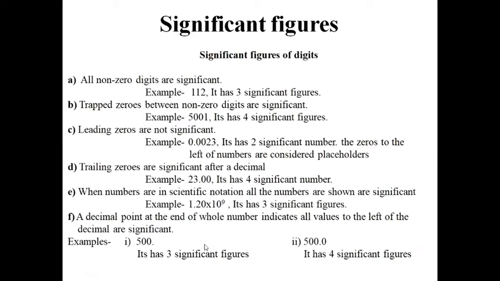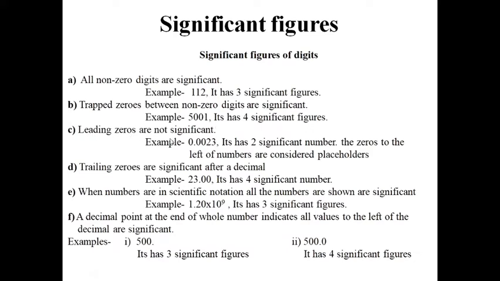Now what are the significant digits or figures? All non-zero digits are significant. For example, 112 is all non-zero. It has 3 significant figures. Trapped zeros between non-zero digits are significant. Here in the example, 5 and 1 are non-zero and 2 zeros are trapped between the two non-zero digits. It means the whole number is significant. It has 4 significant figures.